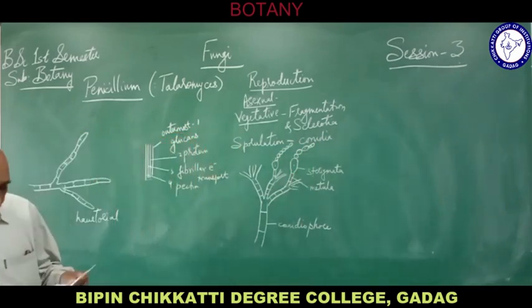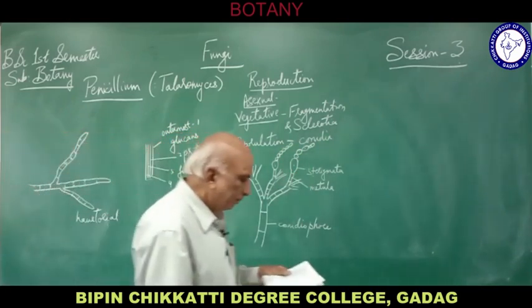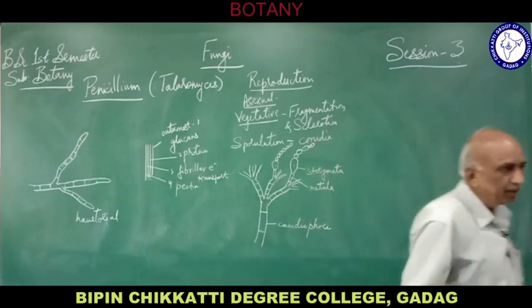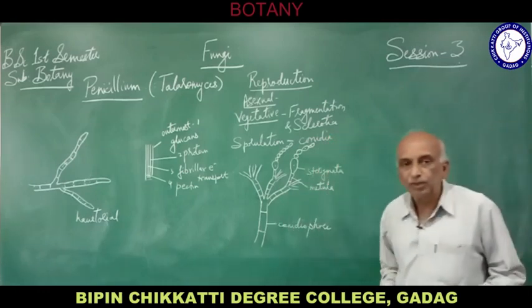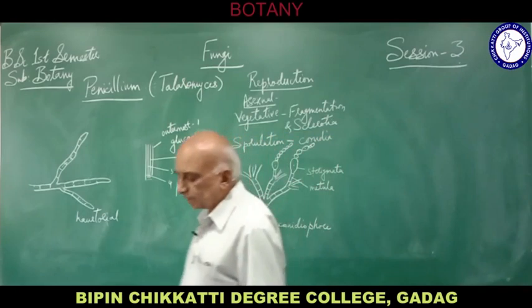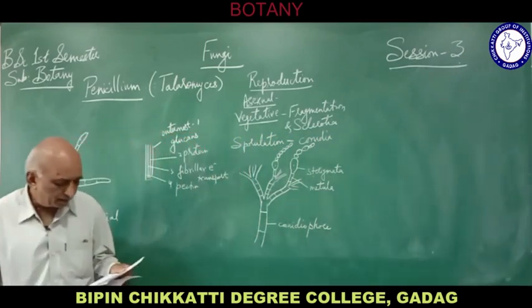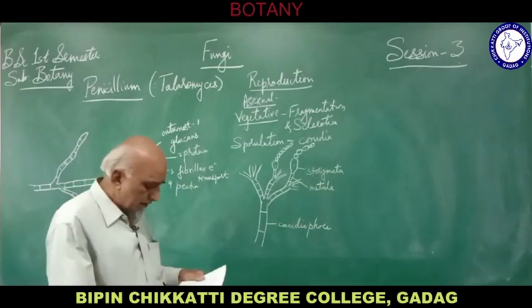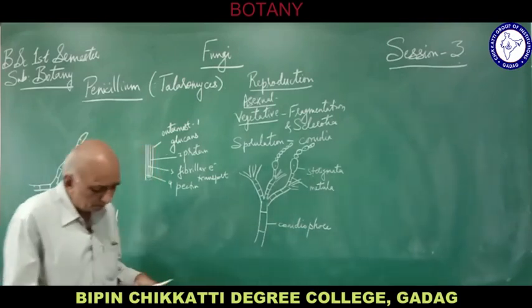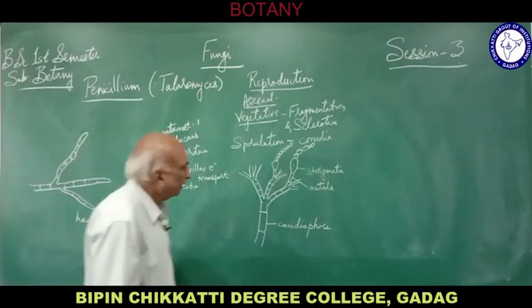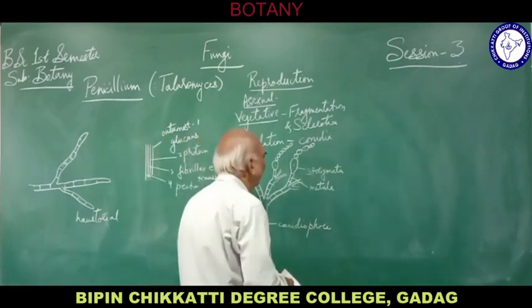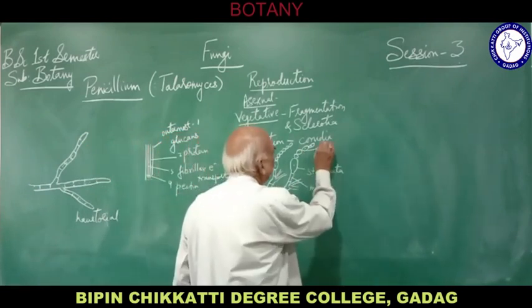So in the genus, from the base to the tip, at the tip there are old spores, at the base there are young spores. In a chain, hundreds of conidia are produced. So the conidia separate. These are the conidia.